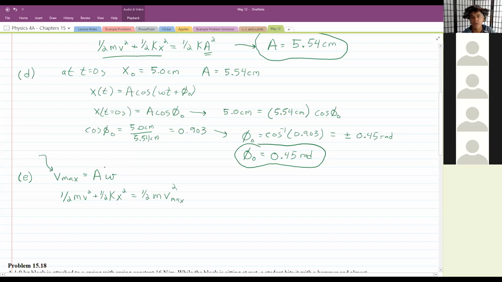We know the amplitude is 5.54 centimeters. We found omega was 4 pi radians per second. What you'll get is that your maximum speed is, again, assuming the book is correct, 70 centimeters per second.